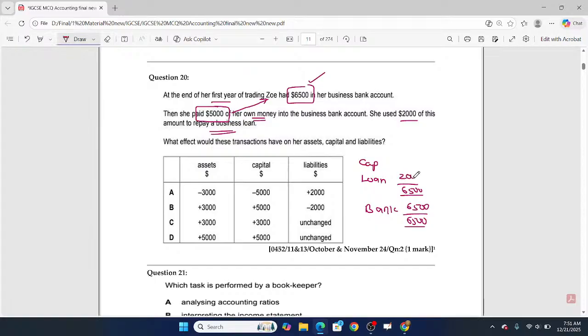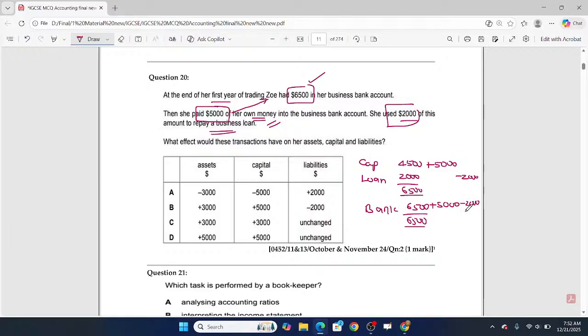Okay, 2,000 and 4,500. Now, first one, she paid $5,000 of her own money into the business account. Because of that, it's a capital introduction. So you have to add that 5,000 here, as it will give a rise to the bank balance. And she used $2,000 of this amount to repay the business loan. So here you have to subtract 2,000. And as we know, loan is subtracted, and this will be out of your bank balance you have.